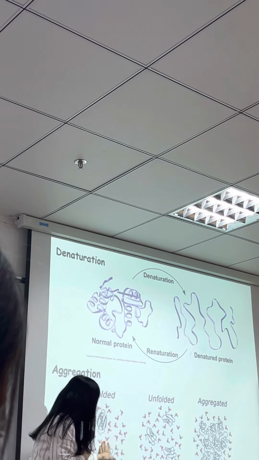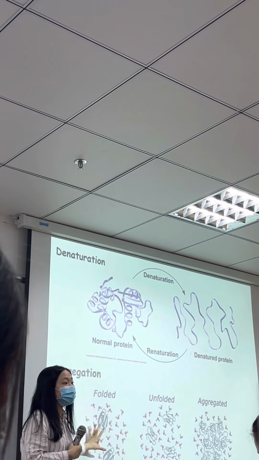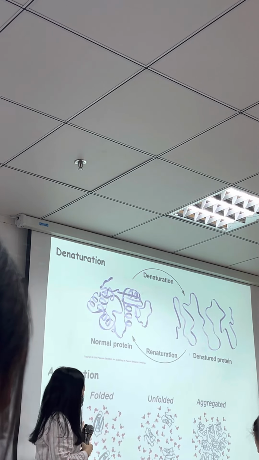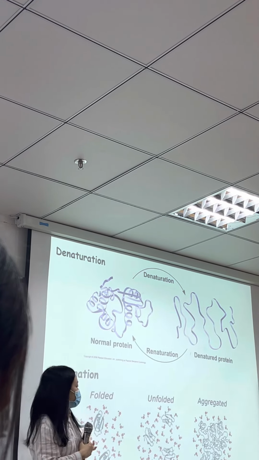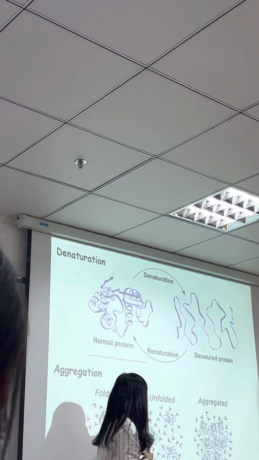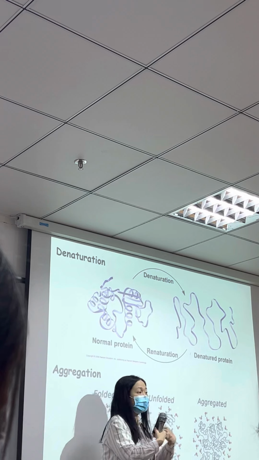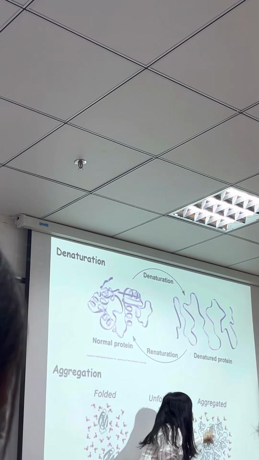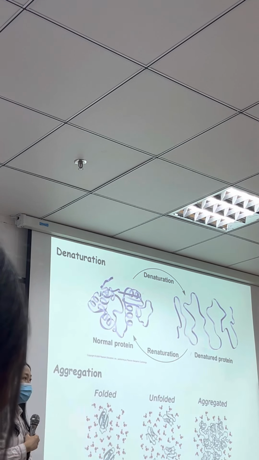If there is water bound to the surface of protein, these two protein molecules are separated. But for some reason, the surrounding water is removed. Then those proteins bind together. We call it aggregation.